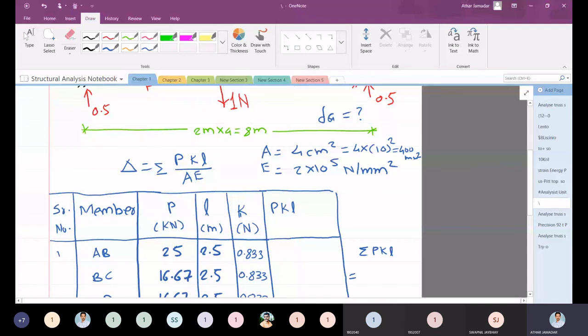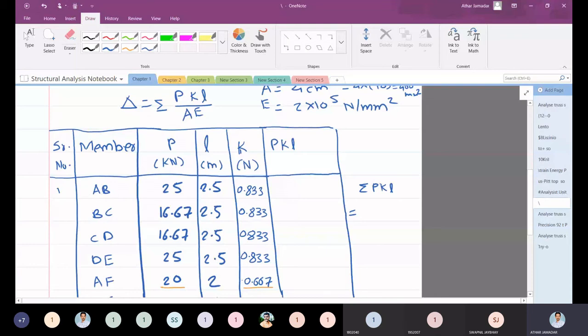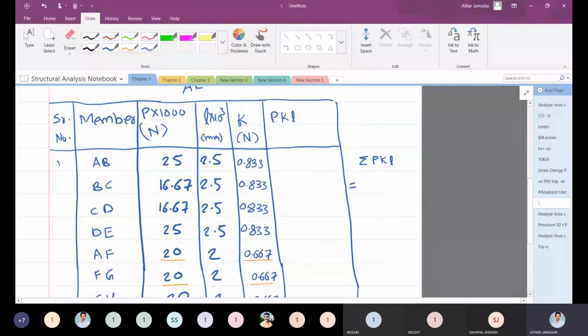Now here this P is given, or whatever P we have calculated, that is in kilonewton. So here what I will write down, P into 1000 Newton. If you multiply this value by 1000, then this P will be in Newton. Then this L is given in meters. So 1 meter we know that it is into 10 raised to 3, it will be in mm. So what is the meaning of this particular column of table? This 25 into 1000, that will be in Newton. Similarly, this 2.5 into 10 raised to 3, that will be in mm.